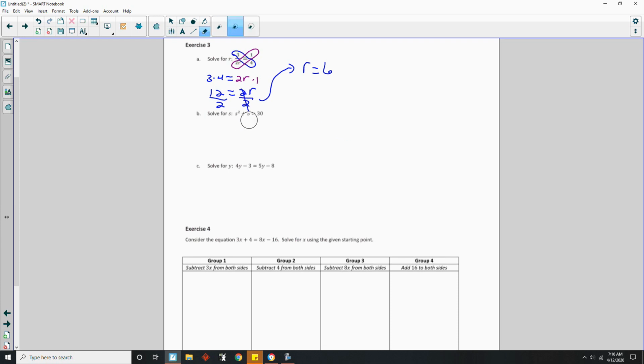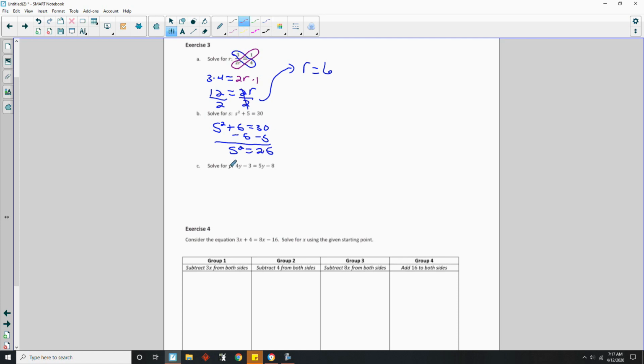Okay, now it says to solve for s. S squared plus 5 equals 30. So what I'm going to do is, first I'll just write it. S squared plus 5 equals 30. Subtract 5 from both sides to get the s squared by itself. We're trying to isolate the variables, what that's called. 30 minus 5 is 25.